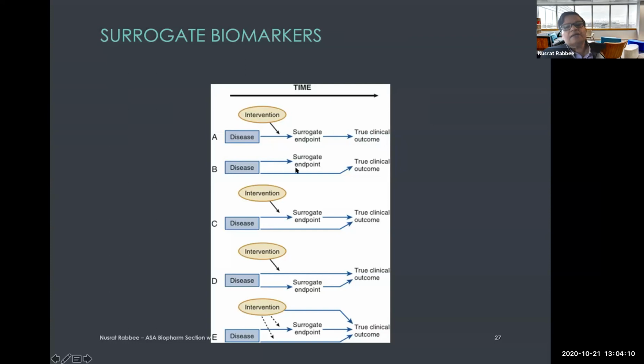In scenario B, the biomarker, the surrogate endpoint, is not in the disease pathway, right? In scenario C, the intervention does impact the surrogate endpoint and then the outcome, but there are multiple pathways of the disease that modulate the clinical endpoint, and so on. I won't go through all of them in the interest of time. The point is, what is the point?